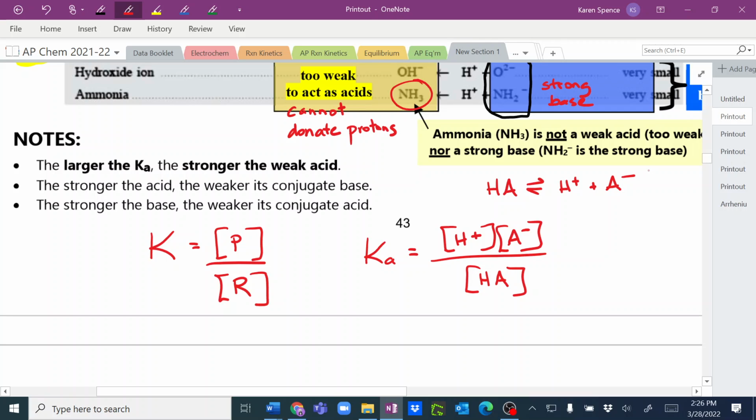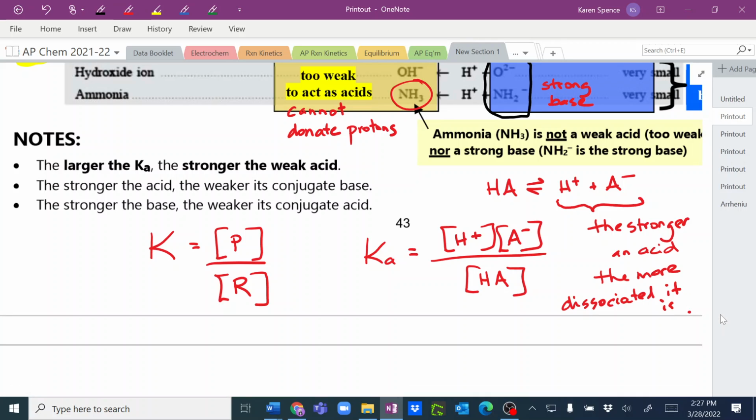Yes? And so the stronger an acid is, the more dissociated it is. And so by that same token then, if it is more dissociated, then this number here is going to be larger and the number on the bottom is going to be smaller. Yes?